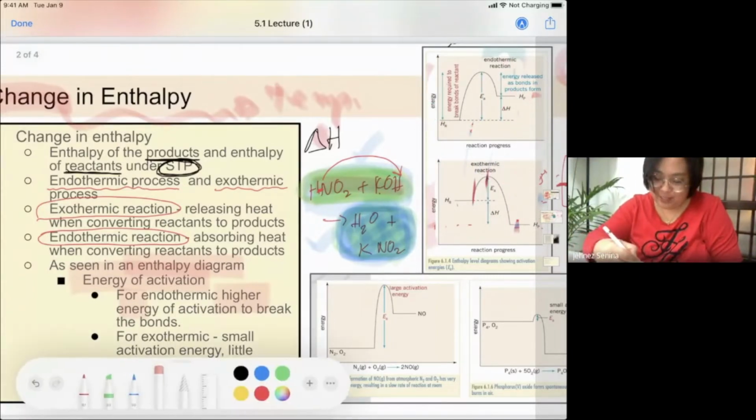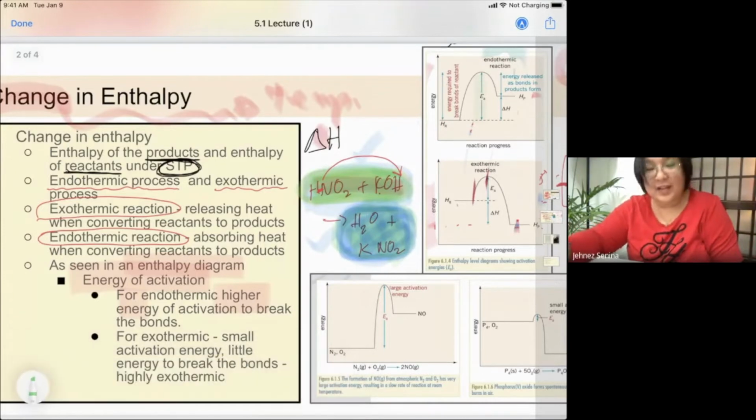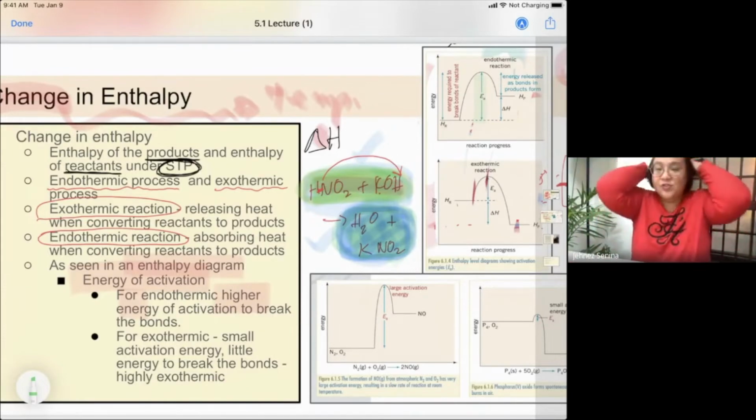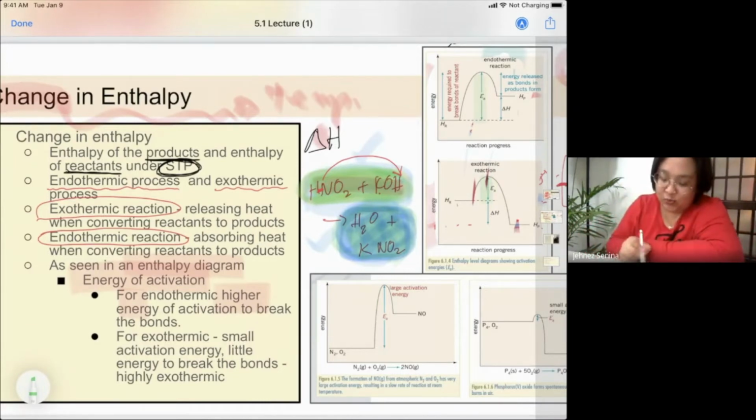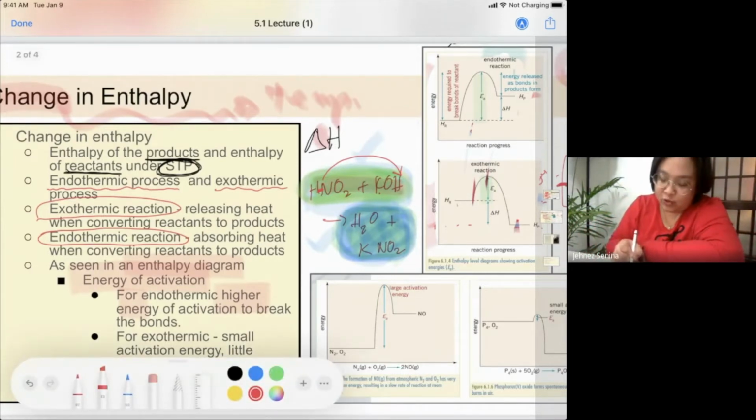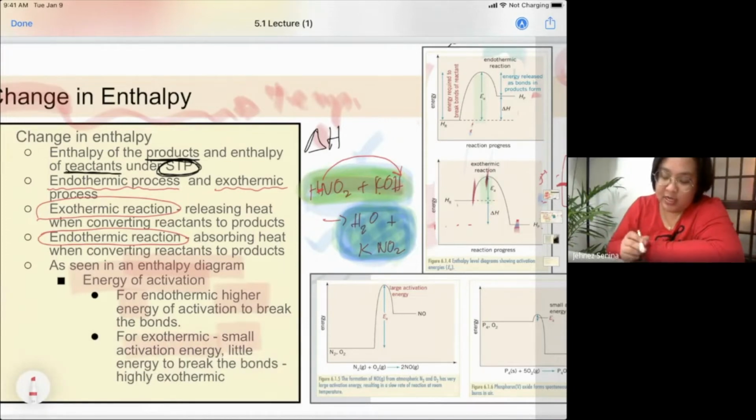Okay, let's look at it again. Here's the energy of activation for endo. It has a really high energy of activation. So those chemical reactions do not proceed spontaneously. It's hard. It needs to absorb a lot of heat from its environment first. How about for exothermic? Look, right there. Lower energy of activation. Small activation energy. It means you don't really need a lot of energy to break the bonds and start the reaction. And you're like, miss, you said you're trying to make it practical.